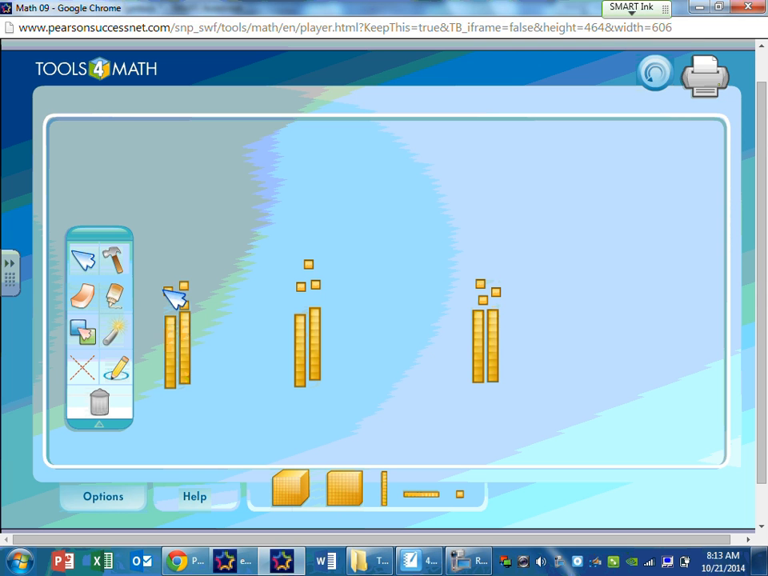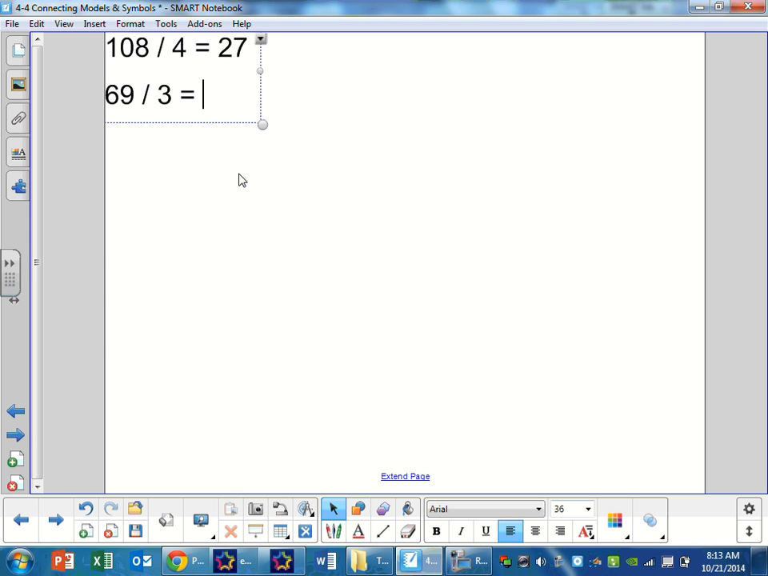So 69 divided by 3 is going to give me 10, 20, 21, 22, 23. So I have 23 in 3 equal groups. 69 divided by 3 is 23. Let's do one more, a little more tricky. 186 divided by 3. What will that equal?